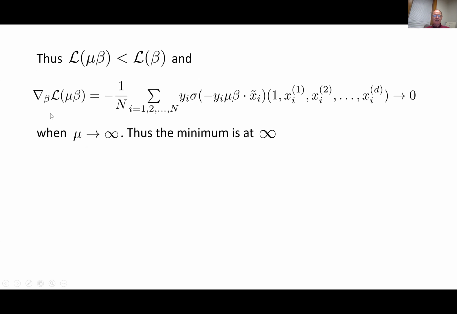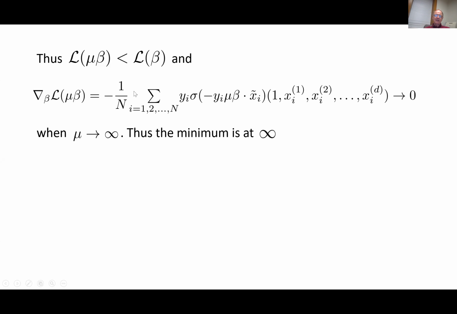You can also see, if you look at the gradient here, that it will go to 0. Because minus y_i mu beta will be negative, and so sigma of this thing, as it goes to minus infinity, will go to 0. So this gradient will go to 0 at infinity, when mu times beta becomes infinitely big.